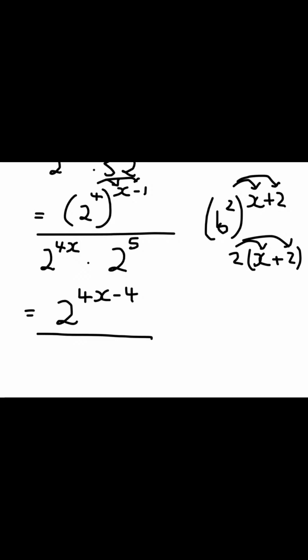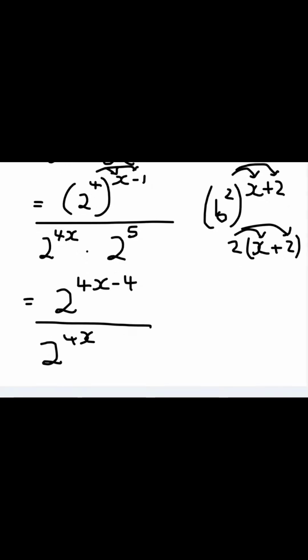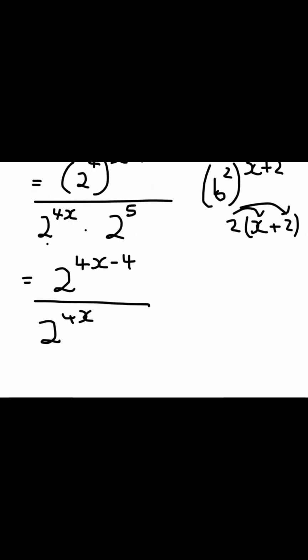Okay, and then what else do I have? I still have my 2 to the exponent of 4x, but wait, this and that are the same bases, so that means I can just add them. The reason I'm adding is because I'm having the same bases. What do you do when you have the same bases? You add their exponents.